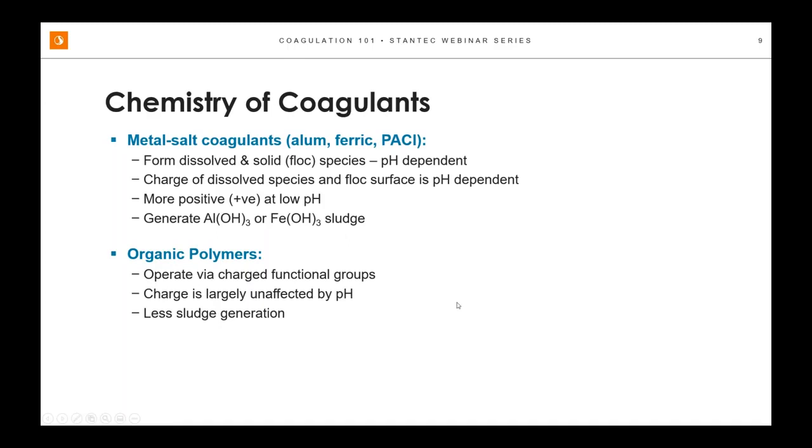Organic polymers, on the other hand, operate through the charged functional groups they have on their big organic backbones. And that charge is largely unaffected by pH, and they generate less sludge. So they have a role. They're more expensive than your metal salt coagulants, but they have a nice role to play in, say, high pH waters when your alum, let's say, is not working great because the pH is pretty high. Some organic cationic polymer can be used quite effectively to get that same charge neutralization, and we've got a case study that I'll show you at the end of this.